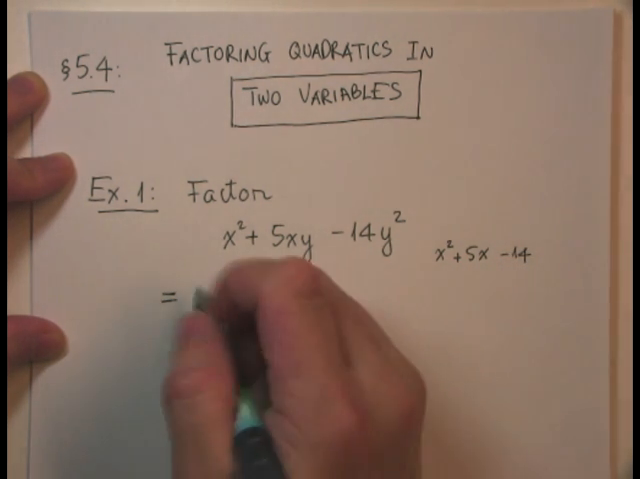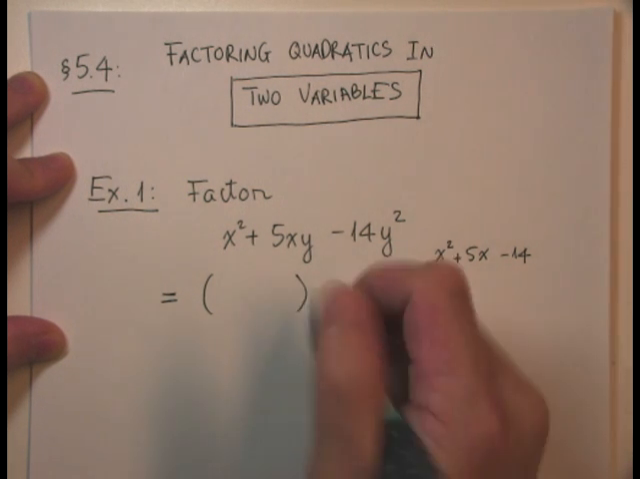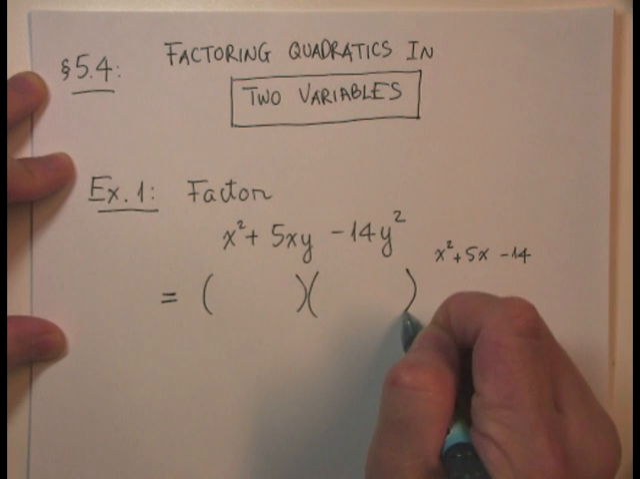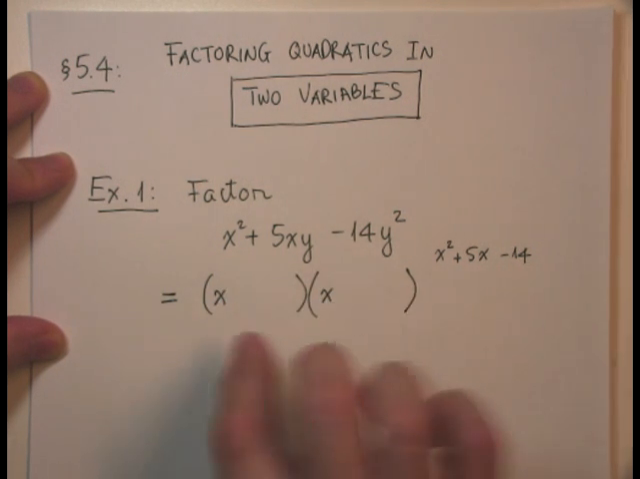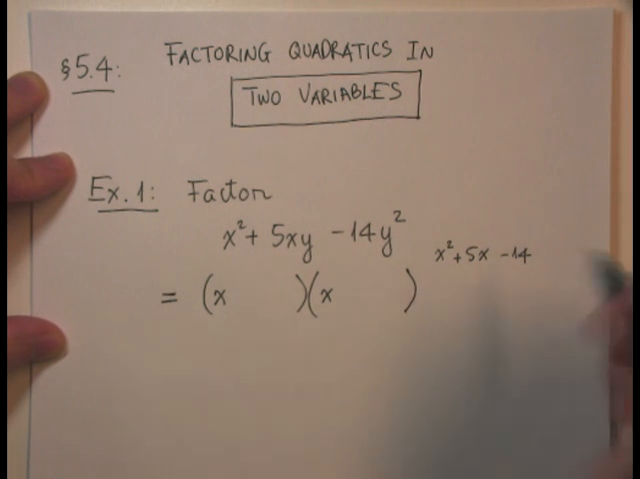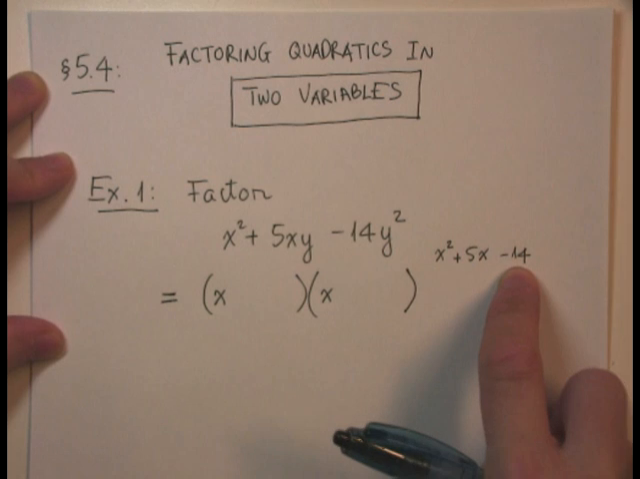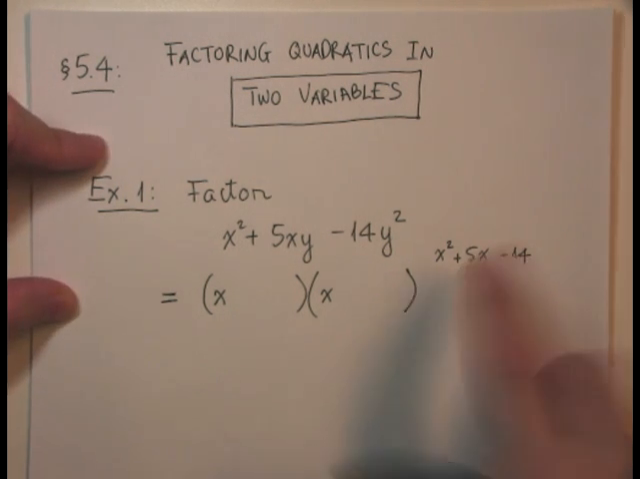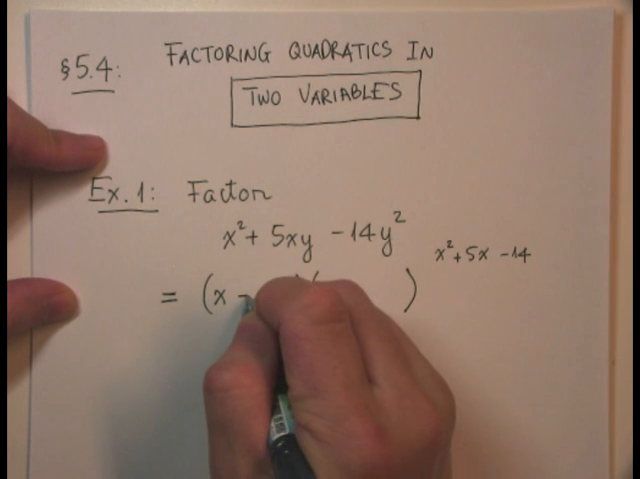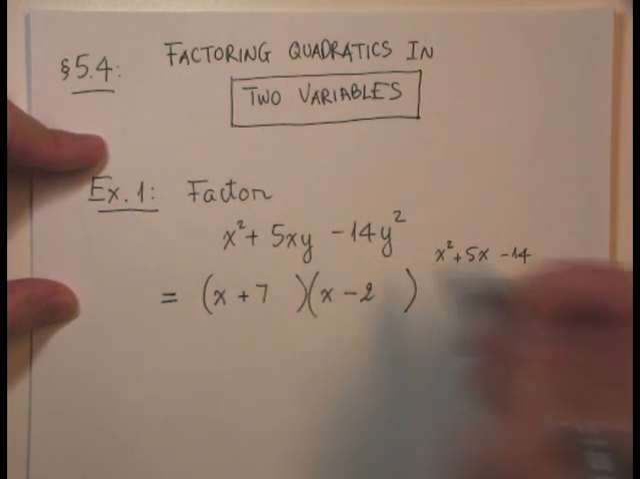Now factoring x squared plus 5x minus 14 is simply x and x in two pairs of parentheses. And then, the same thing we've been doing all over, we need to look for two factors of negative 14, including signs, that would sum to positive 5. So here I would need plus 7 and minus 2.